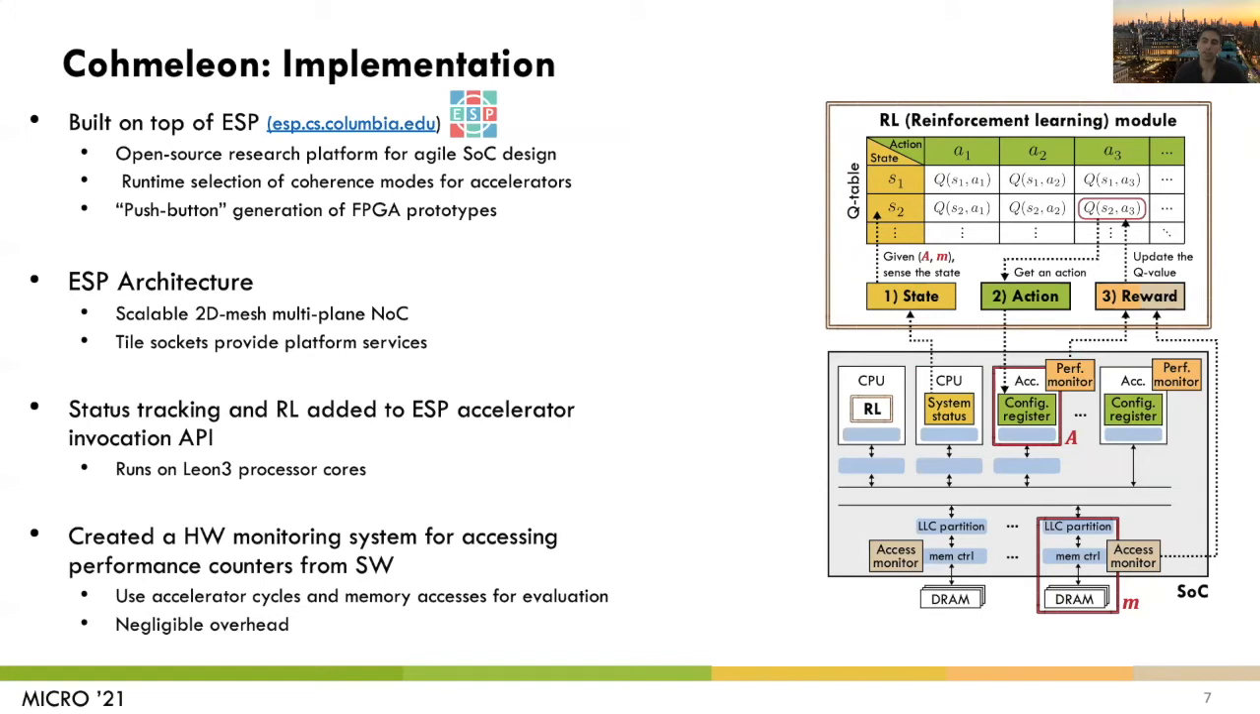The accelerator will then run, and when complete, Cohmeleon reads the performance monitors and uses this information to update the selected Q value. We choose to configure the accelerator's coherence once per invocation to avoid excessive overhead associated with switching coherence modes.